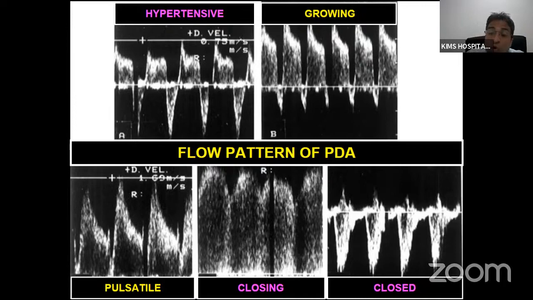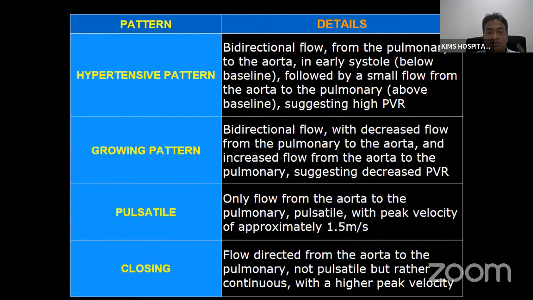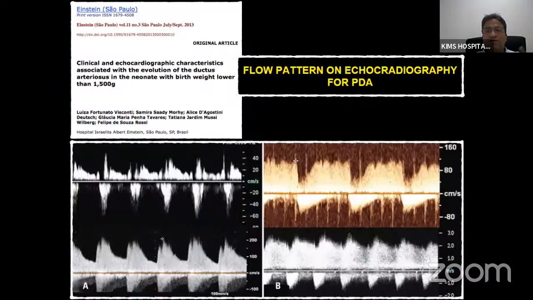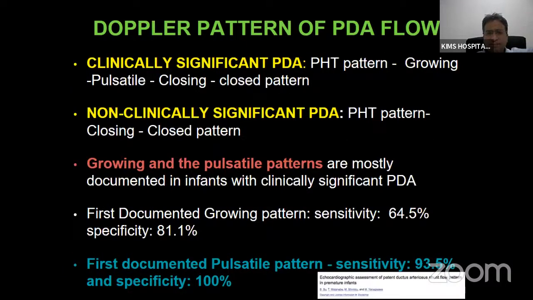And then there is the growing pattern. That means you may expect it to grow and come to the pulsatile or closing pattern later on. So it's hypertensive, growing, pulsatile, closing; the 5 patterns are there. These are the different flow patterns.